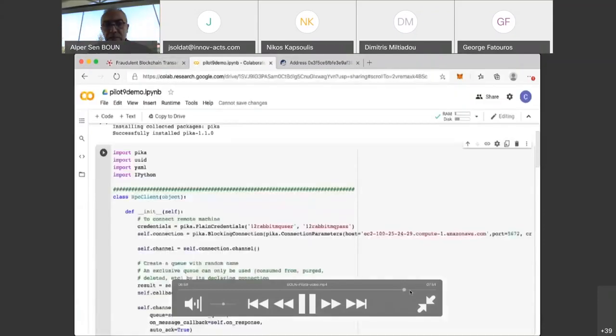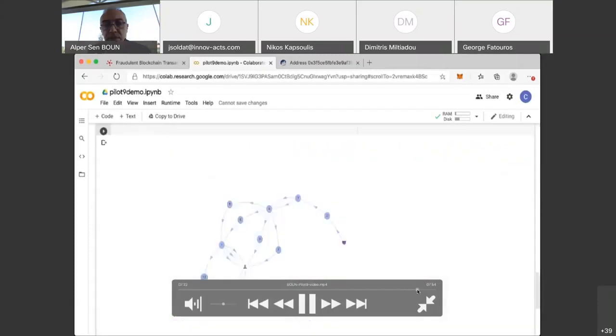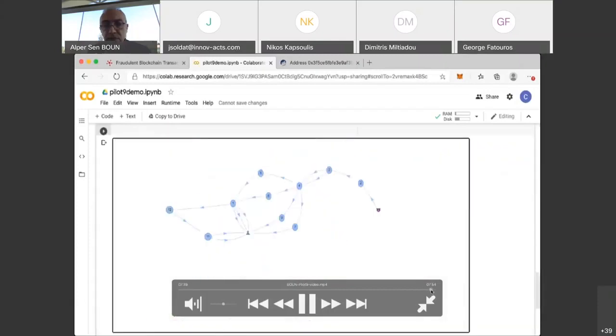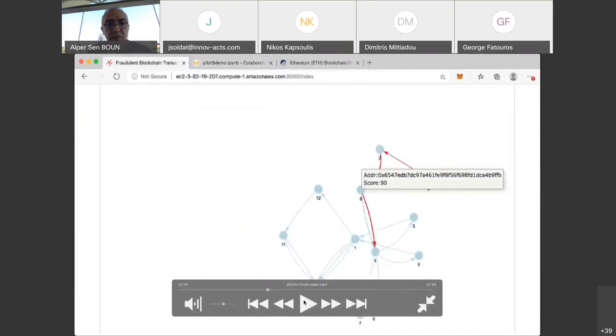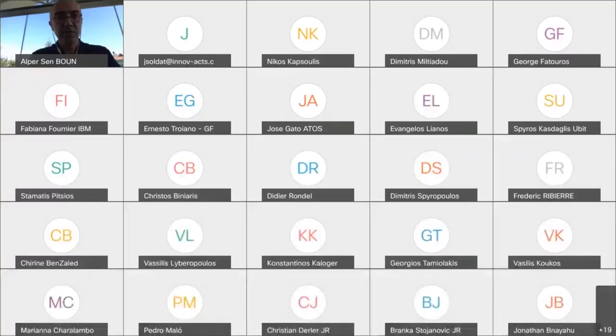And finally, we have this interface with Python, etc., which I'm not going to discuss. But at a high level, this is what our user interface looks like. Hopefully it was clear. I'm done with my presentation. I'd be happy to get your questions or comments.